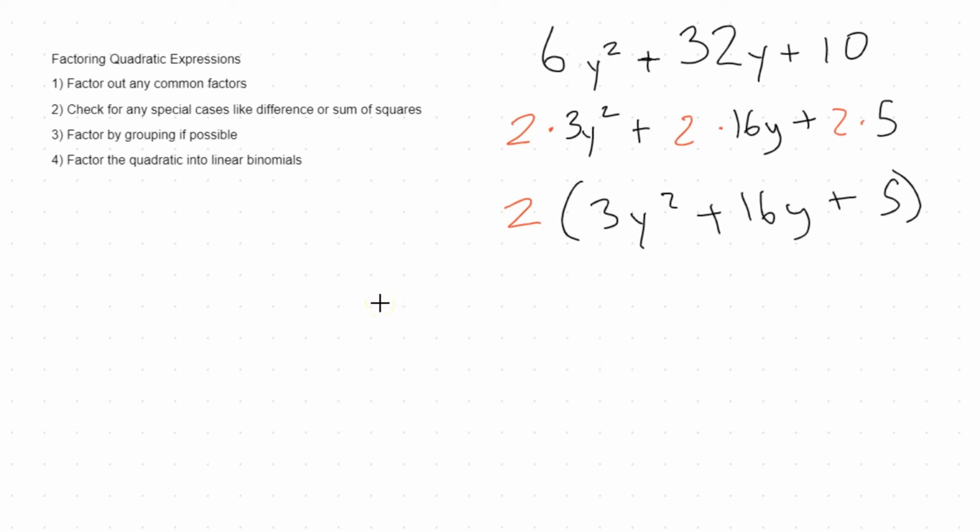All right, so now what we're going to do is check for any special cases like difference or sum of squares. Now this particular one has a 3y squared and it has a 5. Neither of those is a perfect square. So if it was, for example, a 4, that's a perfect square, but 3 is not. So it's not going to allow us to use any special cases for this problem.